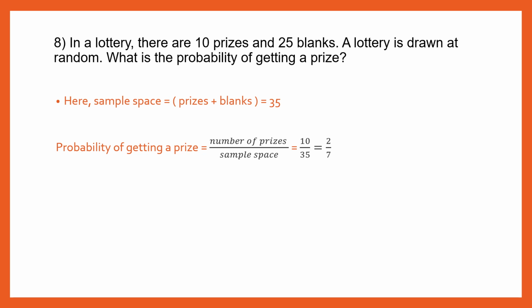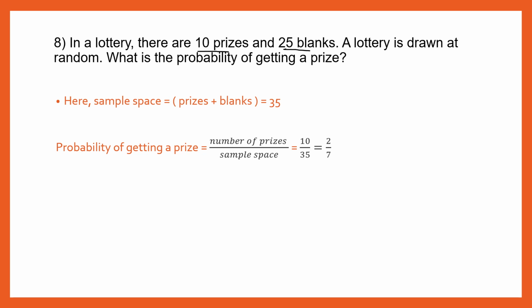Now let's take this example. In this we have a lottery. In the lottery there are a total of 10 prizes and 25 blanks. Suppose I am giving each of you one lottery. Out of those, there are only 10 prizes. There are 10 lotteries such that they will get the prizes. The remaining 25 are blank. They won't get any prize. Those are blank lotteries. Alright.